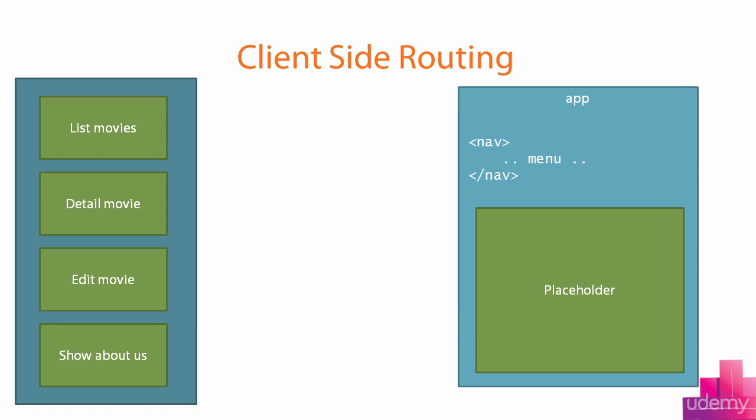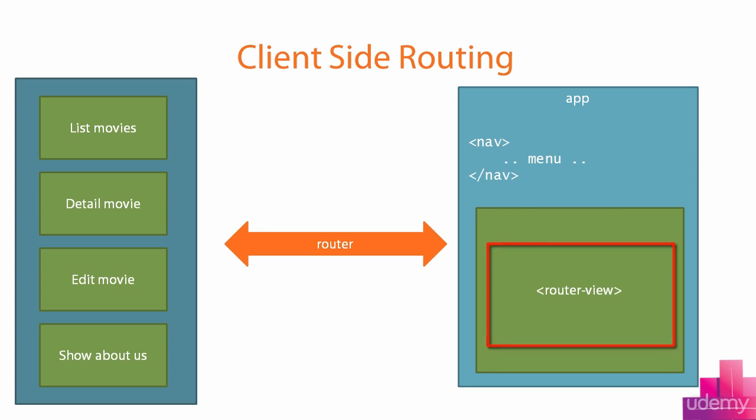We can build small independent view models to list and detail and edit movies and show an About Us page, and then configure a component known as the router, and it will be able to use information in the URL to load the appropriate view model and view into that placeholder. It will do that by looking for a custom element. The element name is router-view.